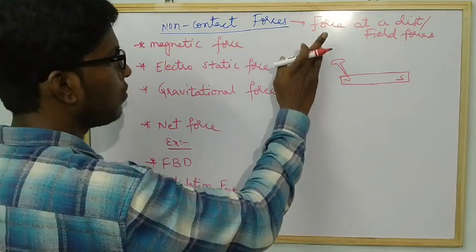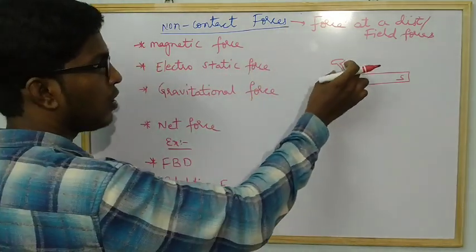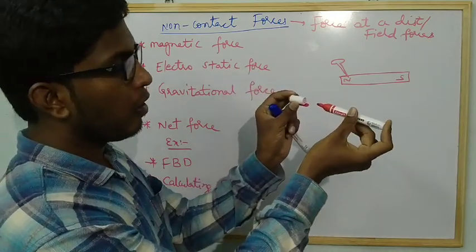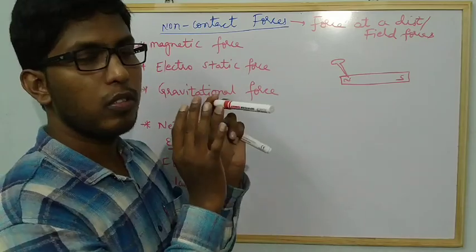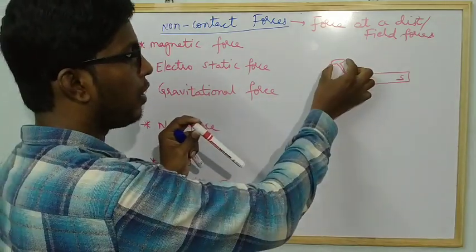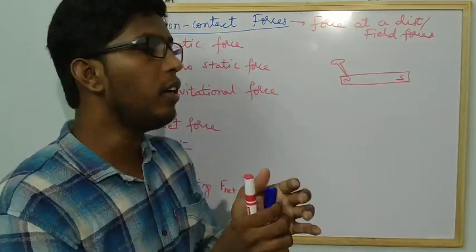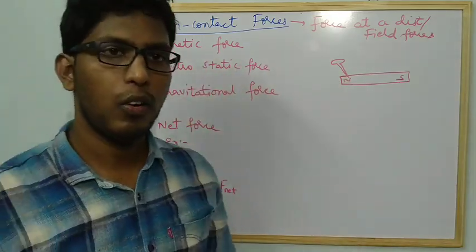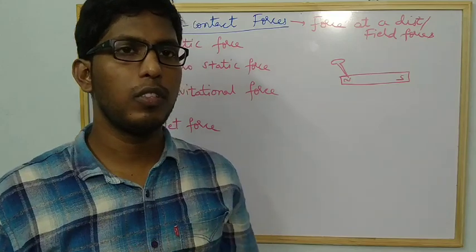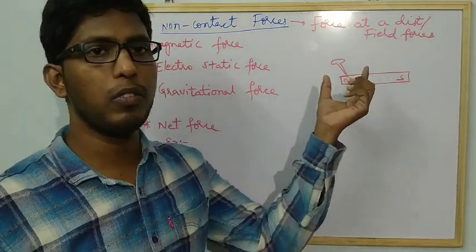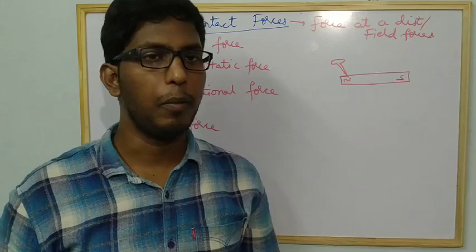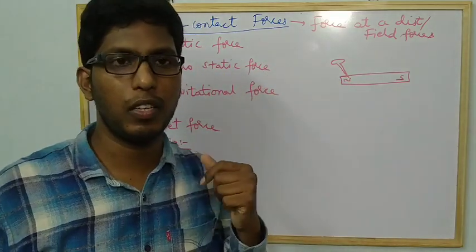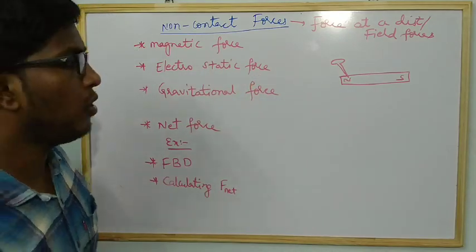If I want to join the pen and the cap, I have to apply force. This force is called contact force. Here the nail and the bar magnet join together without any physical contact. That type of force is called non-contact force. Non-contact force is the force of attraction between two objects without any physical contact between them. That is called non-contact force, or force at a distance, or field force. So the first one is magnetic force, and this is an example.